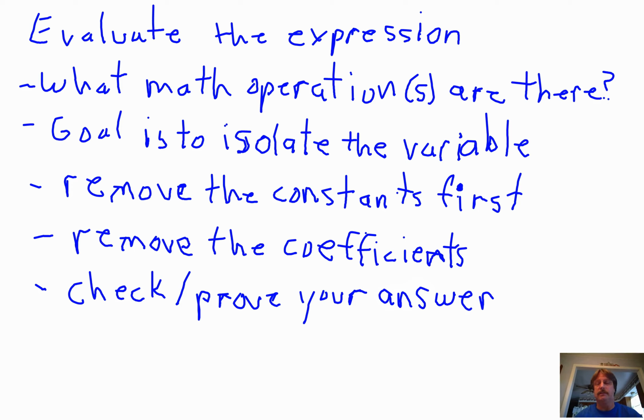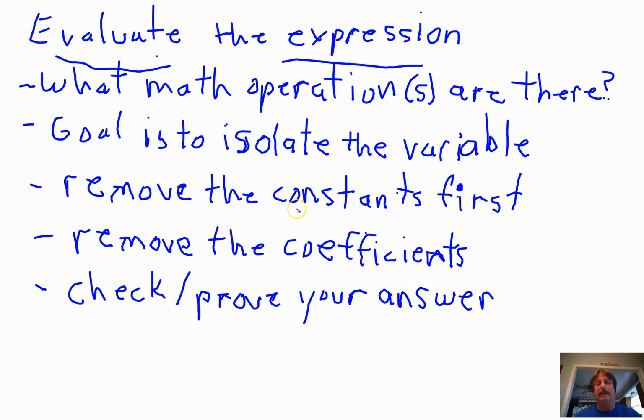The first thing is to evaluate the expression. Look at what you're given and see what's in there and ask yourself, what do I have to do with this? What math operations are there? Addition, subtraction, multiplication, division. You've got squares and that kind of stuff. The goal then is to isolate the variable. I'm going to show you on the next screen and point out some pieces, but we have to get the variable by itself on one side of the equation.